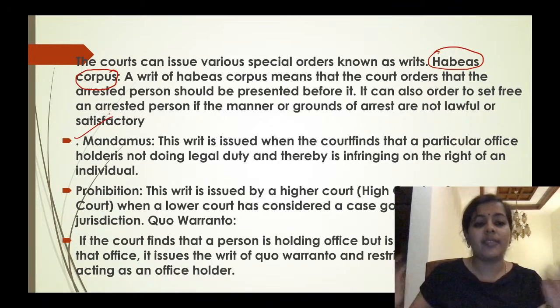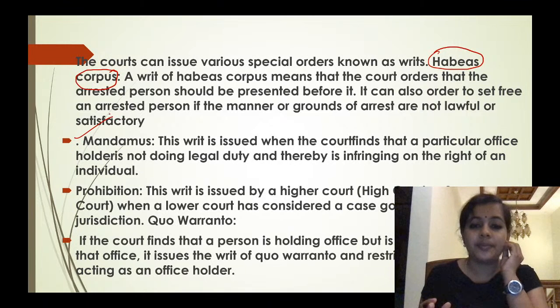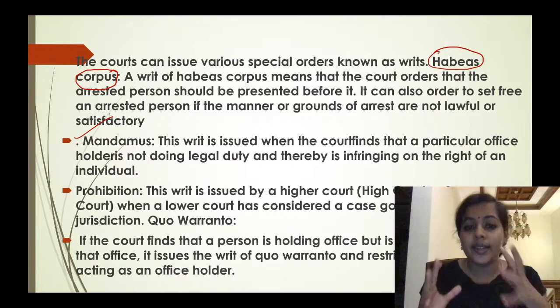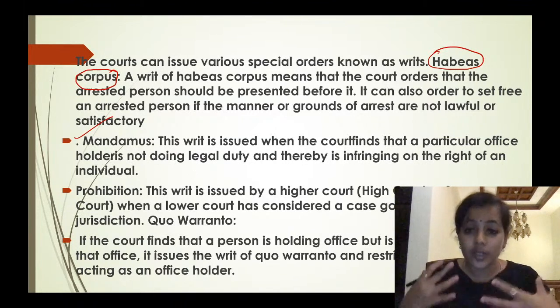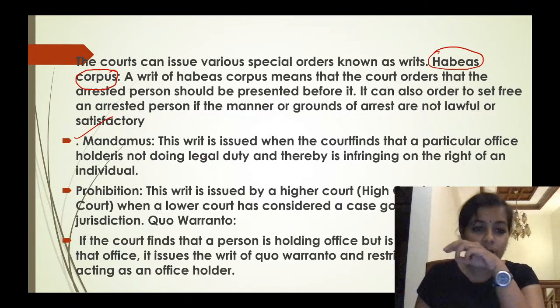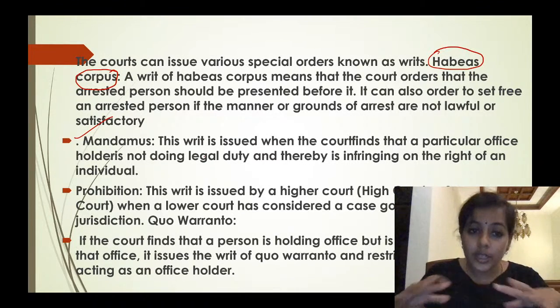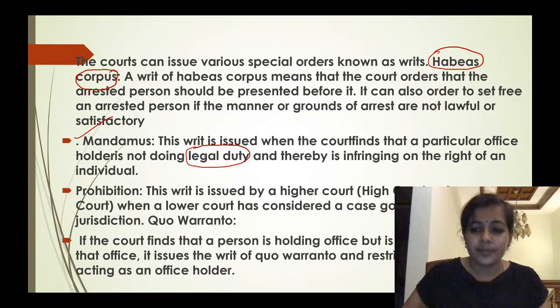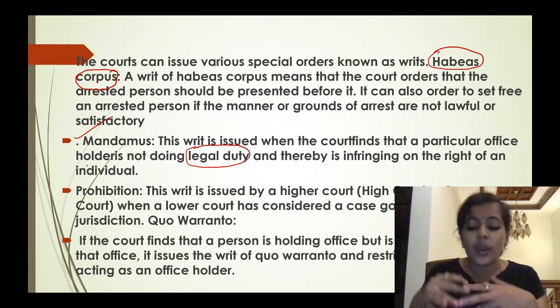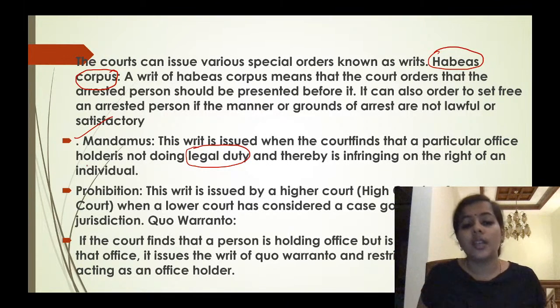Then mandamus. What is another important term? This is another right. If a court finds that a particular office holder is not doing his legal duty, that means if a person is not doing his legal duty and is violating something, then he can apply for the mandamus.